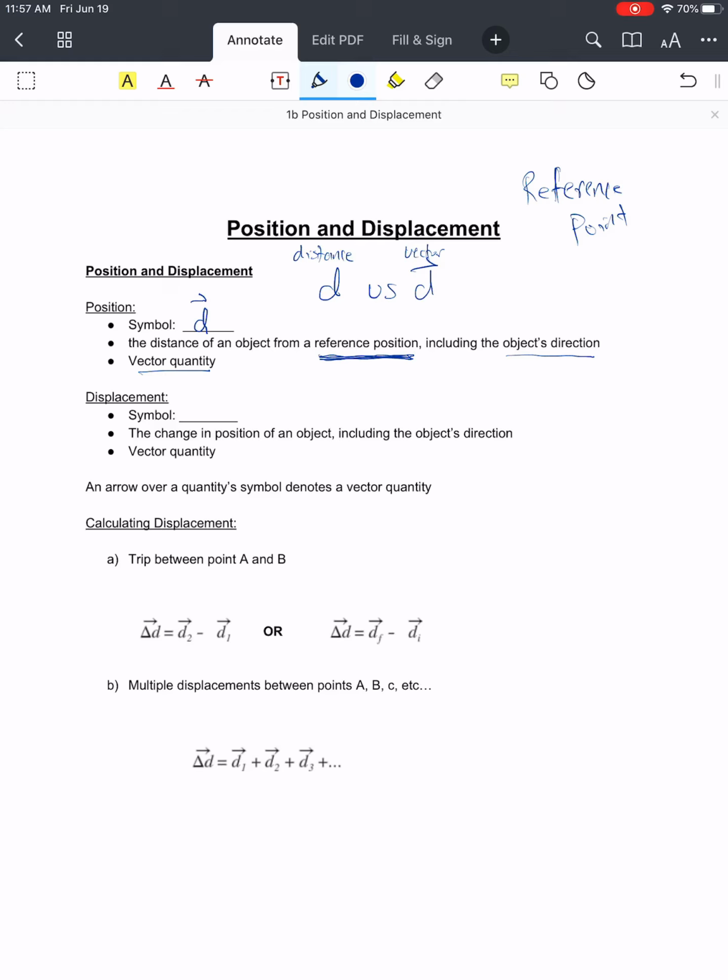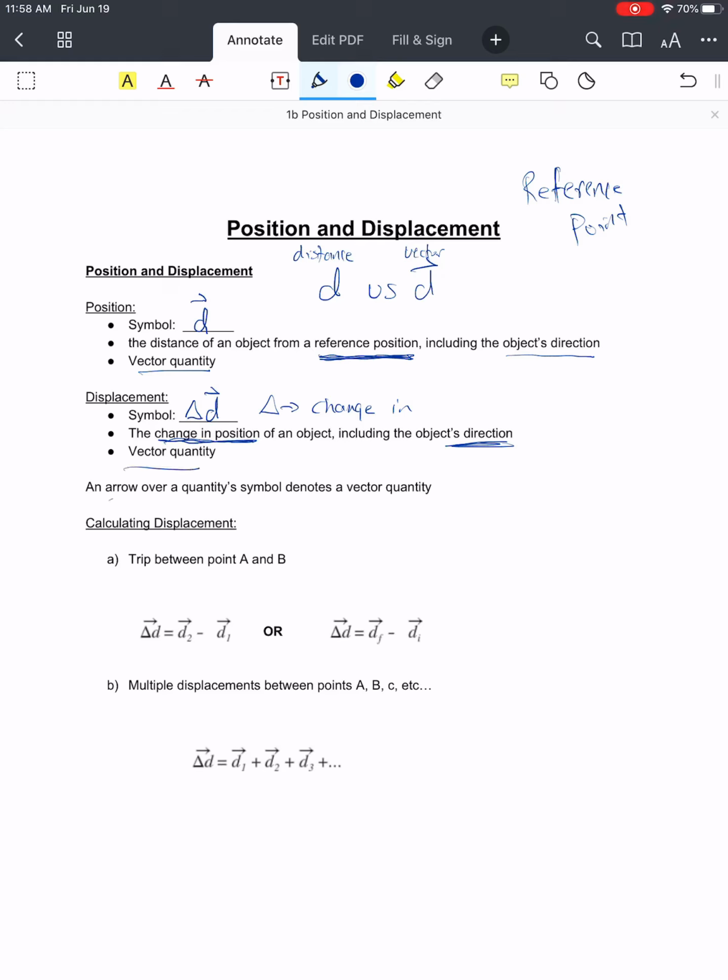Now displacement is delta D with an arrow. Delta means change in. And we'll get into what change in means when we look at the equation. So displacement is delta D with an arrow on top. Now displacement is the change in position. Okay, so it's a change in position of an object, including the object's direction, because it is a vector quantity.